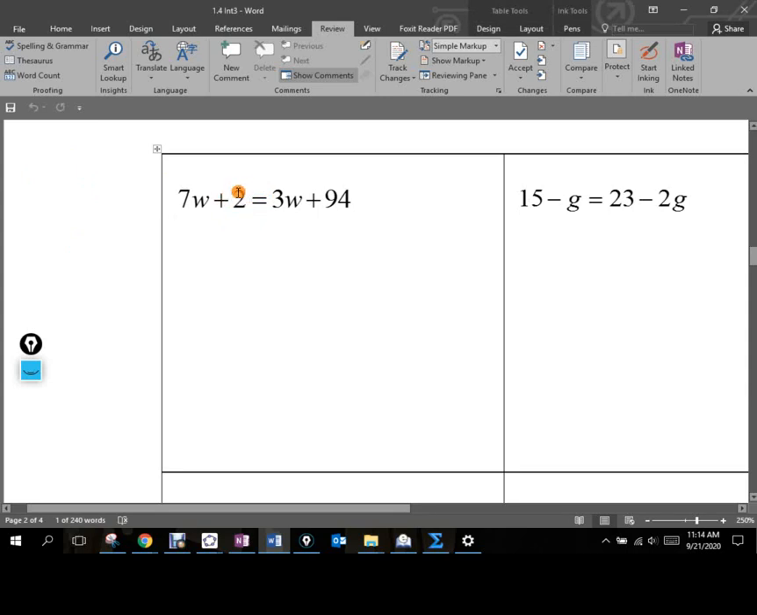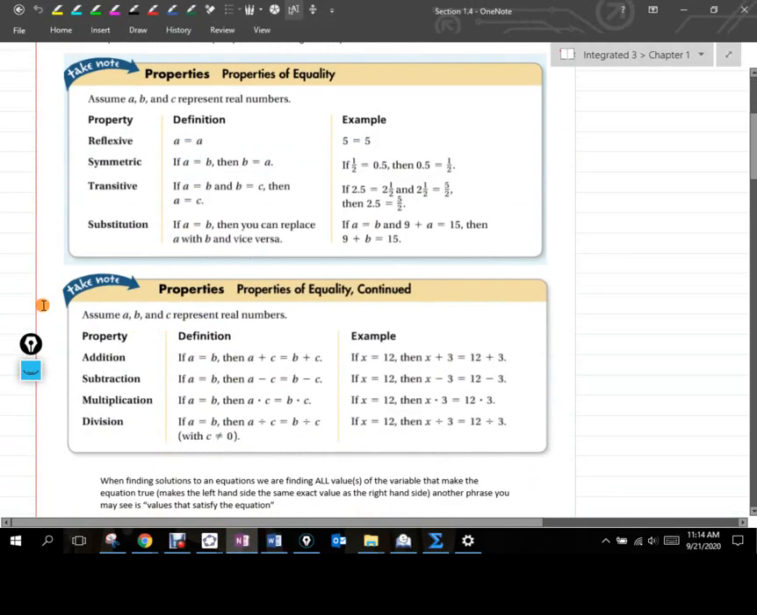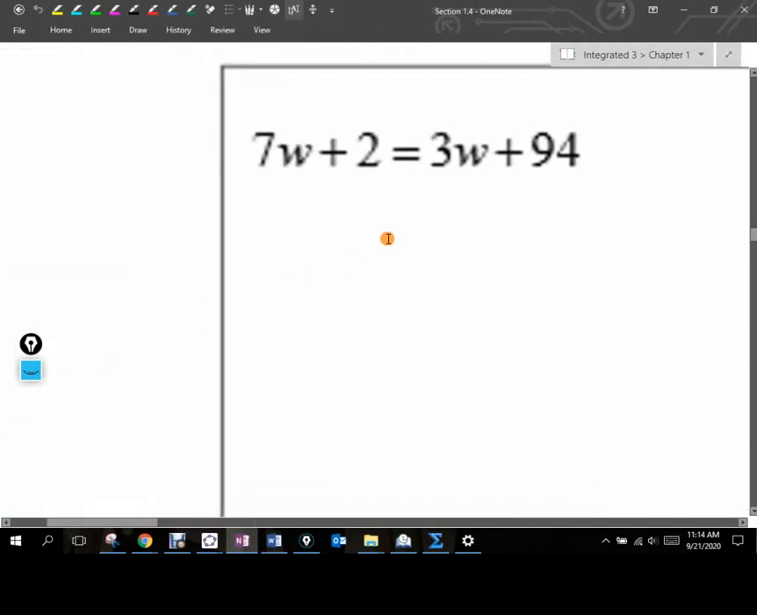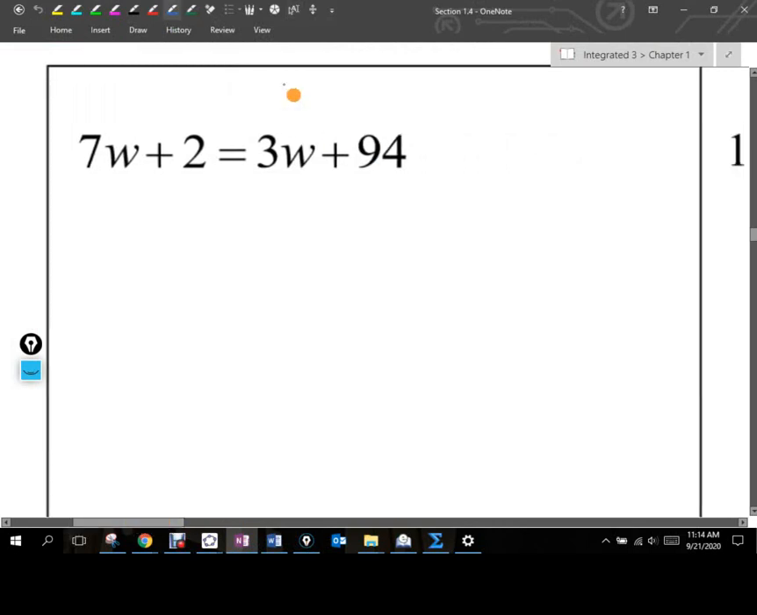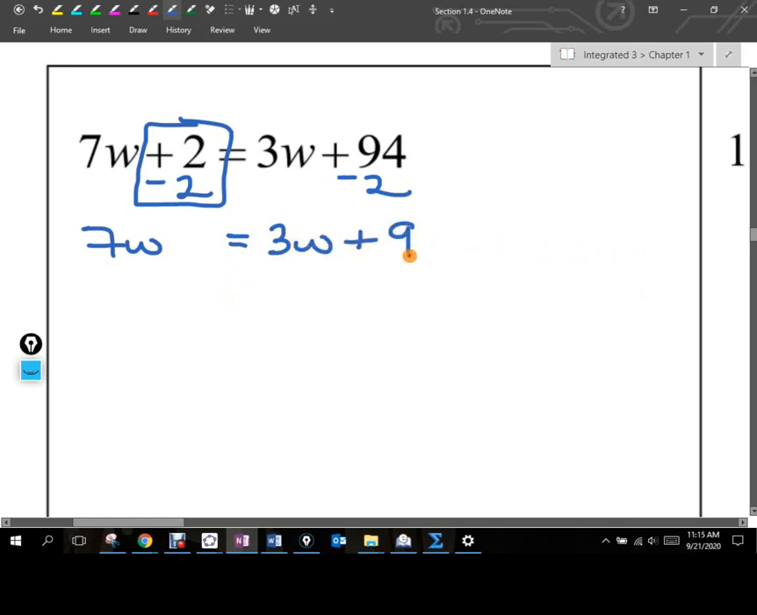Okay, so you're saying 94 minus 2 is going to be easier for you than 2 minus 94. I would argue that's a good thing to do. So I'm going to subtract 2. Okay, so now the 7W, I didn't do anything with that, right? And this is the idea. What does that go to? 0. So when it's 7W plus 0, we just write 7W, right? And now I have 3W plus 92.